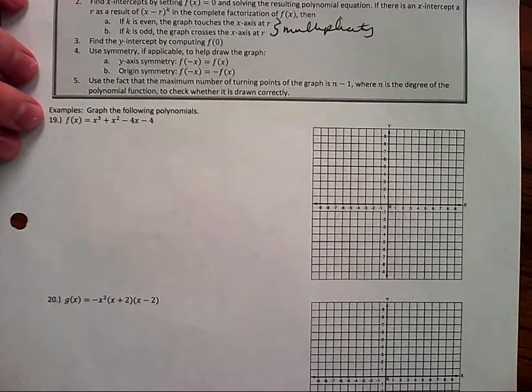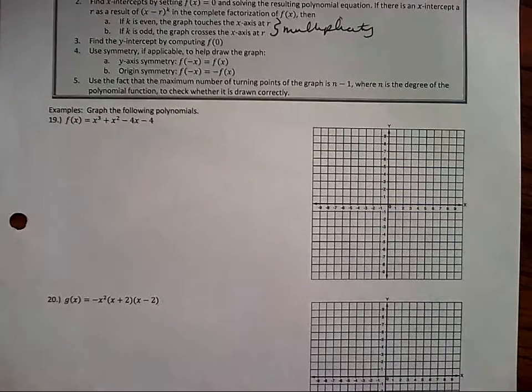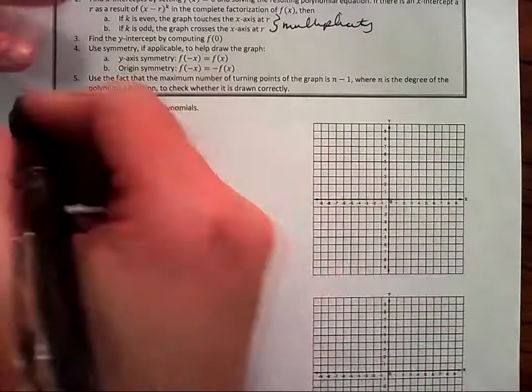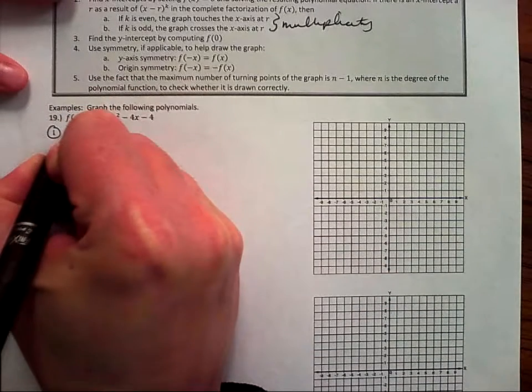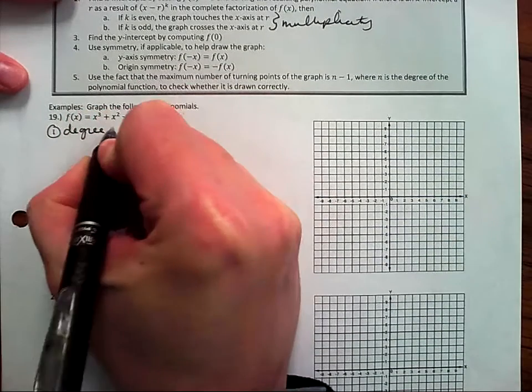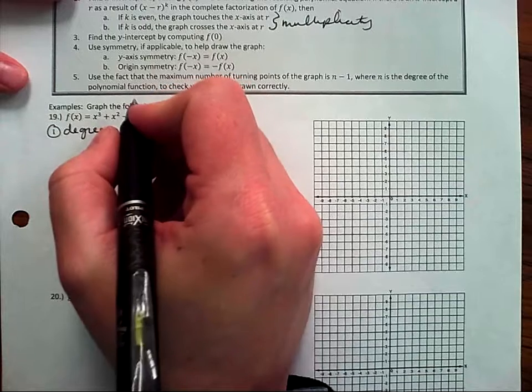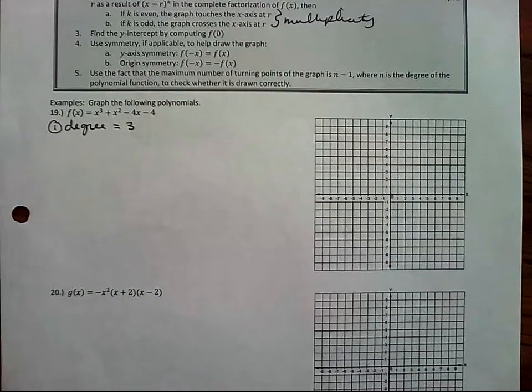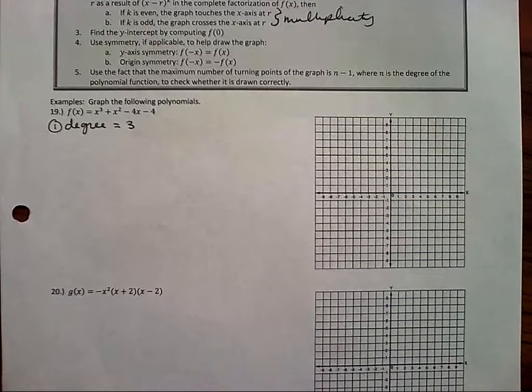All right, example, graph the following. f of x equals x cubed plus 2x squared minus 4x minus 4. First we're going to talk about the degree. What's the degree? 3, because 3 is the highest power that appears. That means, what about end behavior? Same way or opposite ways? Odd degree is opposite directions, right?